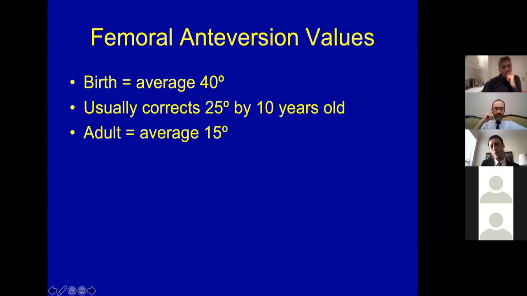The numbers change as the child grows. At birth, there are around 40 degrees of femoral anteversion, which usually corrects to about 25 by 10 years old. And then the average adult has around 15 degrees of normal femoral anteversion compared to the posterior femoral condyles.